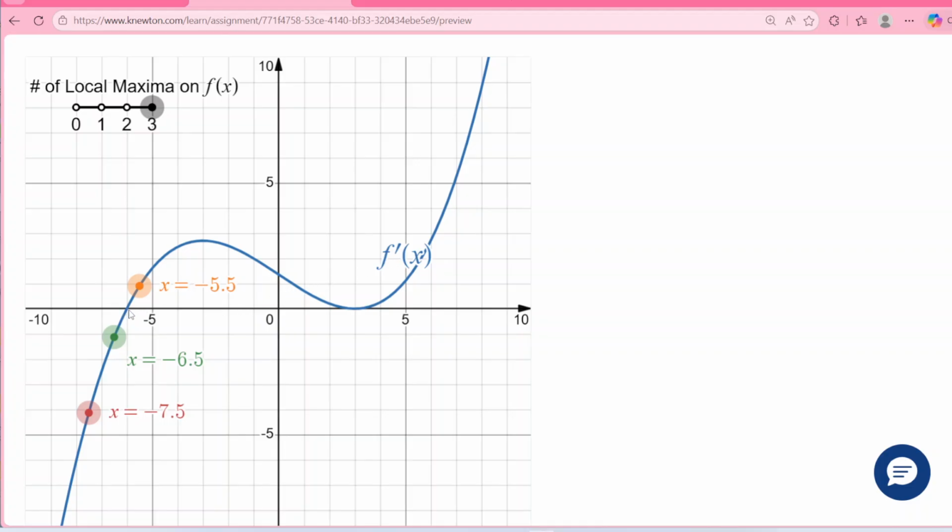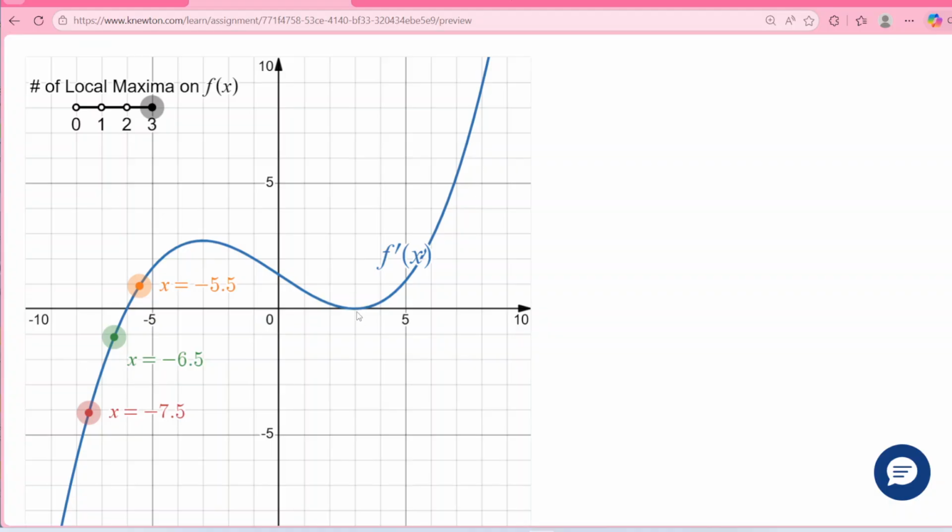At -6 over here, see it goes from negative to positive around that. So you'd have a local minimum. The graph of f would have a local minimum at -6. And then here it looks like 3. It's positive on the left and positive on the right. So it doesn't change sign.